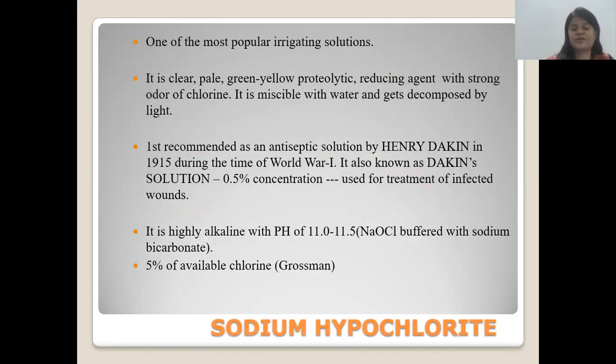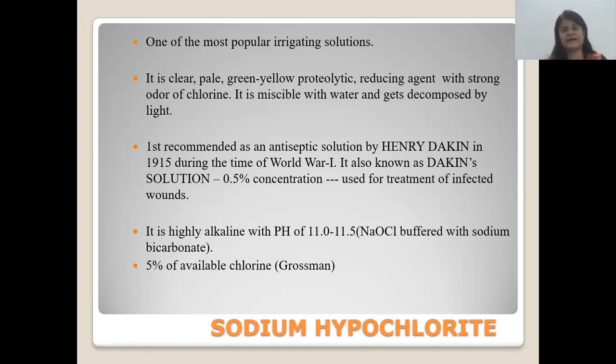Then the next one is sodium hypochlorite, which is the most popular irrigating solution. It is a clear pale yellow proteolytic reducing agent with a strong odor of chlorine. It is miscible with water and gets decomposed by light. In 1915, during World War I, Henry Dakin first used this solution in 0.5% concentration for the treatment of infected wounds, and from that day it is also known as Dakin solution. But Dakin solution is just 0.5% concentration of sodium hypochlorite, not any other percentage. So don't get confused. Only Dakin solution consists of 0.5% sodium hypochlorite.